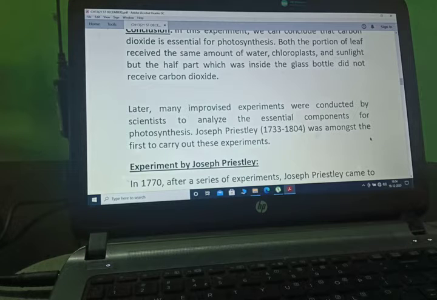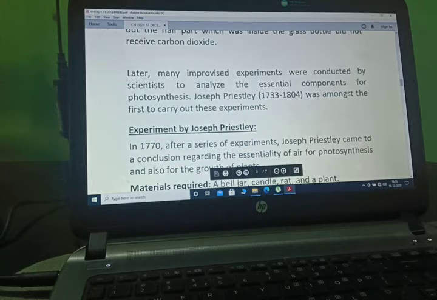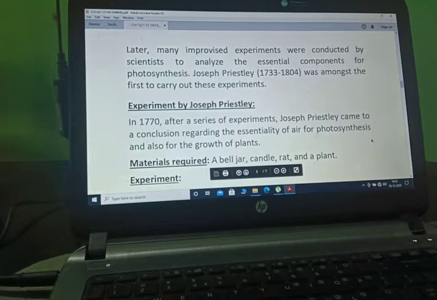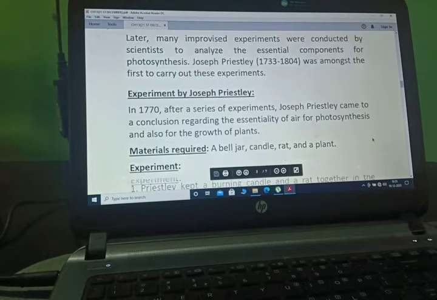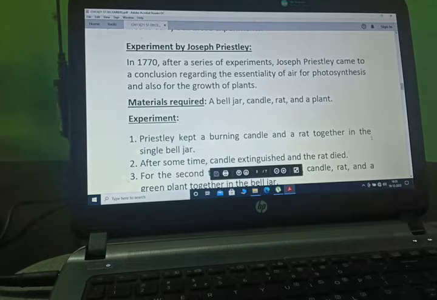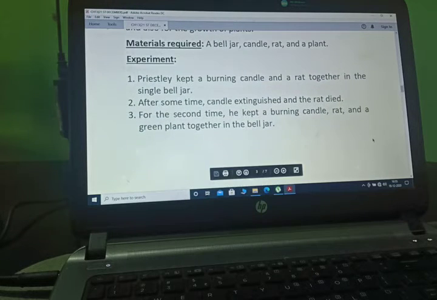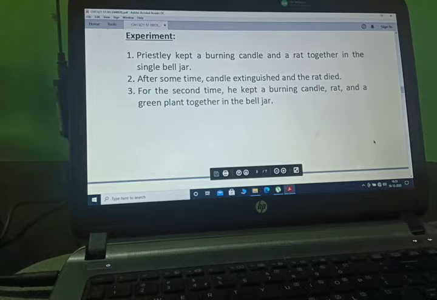Later, many improvised experiments were conducted by scientists to analyze the essential components for photosynthesis. Joseph Priestley was among the first to carry out these experiments. In 1770, after a series of experiments, Joseph Priestley came to a conclusion regarding the essentiality of air for photosynthesis and also for the growth of plants. Materials required: a bell jar, a candle, a rat and a plant. Experiment: Priestley kept a burning candle and a rat together in a single bell jar.